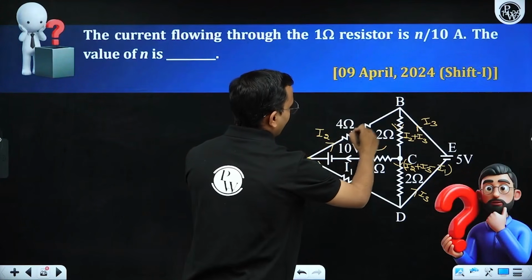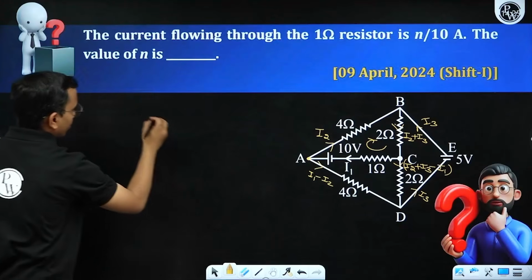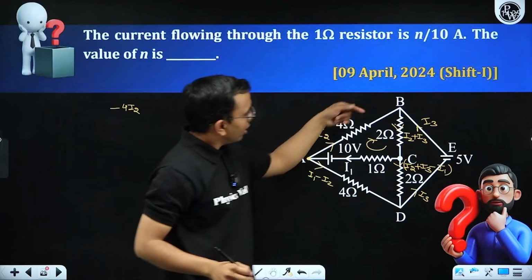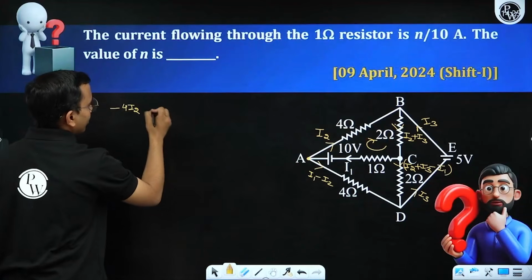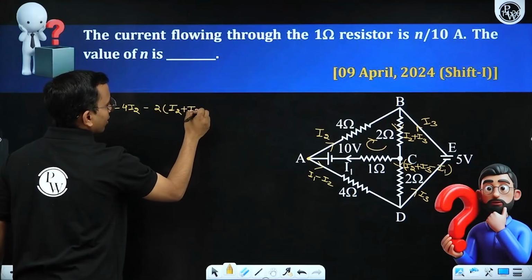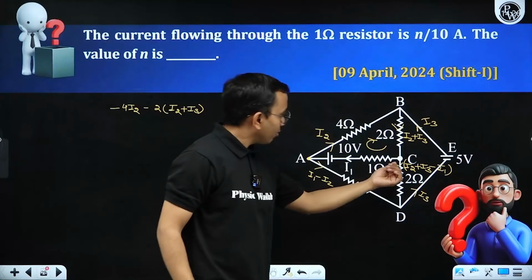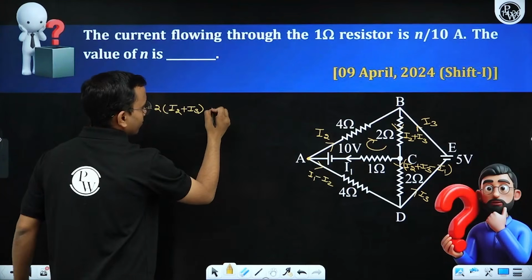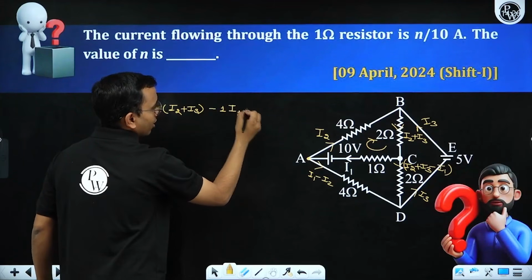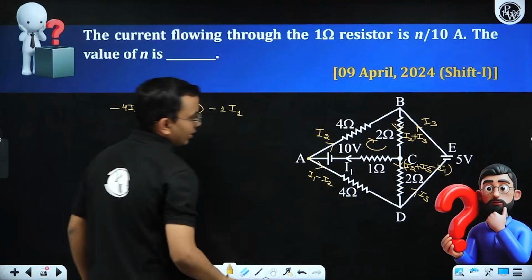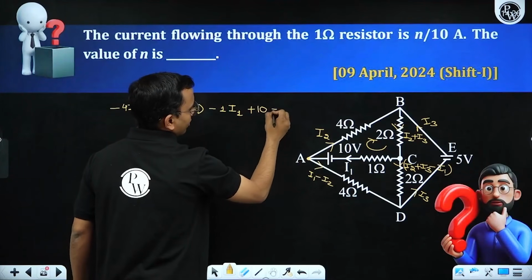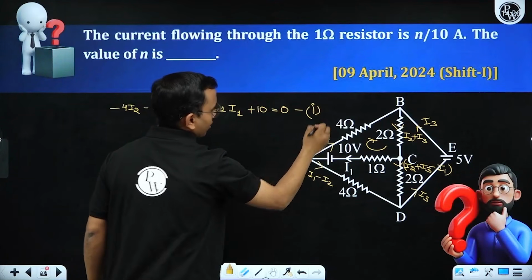So this will become minus 4 I2 in the direction of current. Then minus 2 times I2 plus I3. Then minus 1 into I1. Here the current is I1. Minus 1 into I1 and plus 10, and this is equal to 0, the first equation for the first loop.